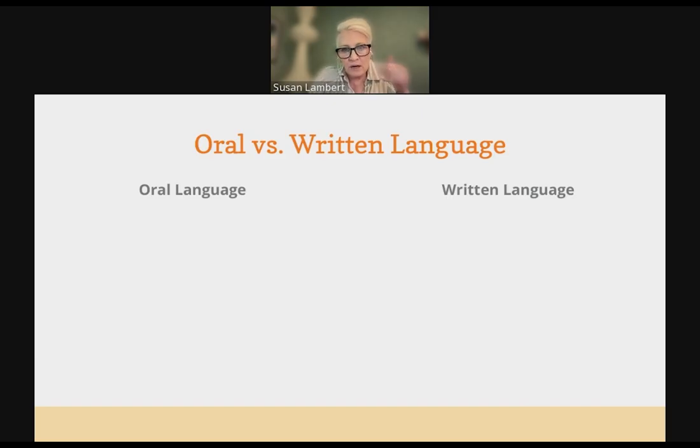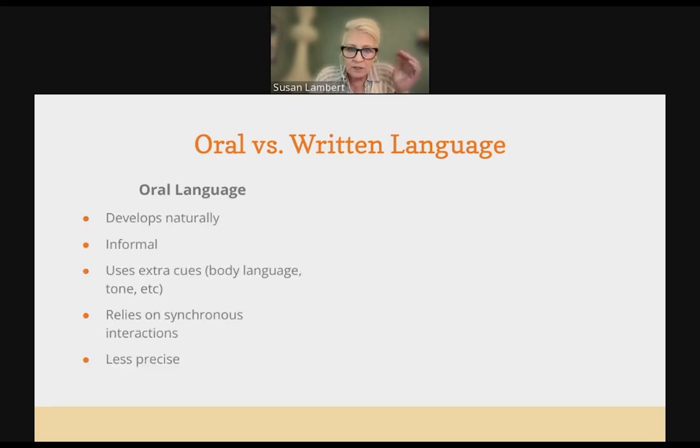So let's think about oral language and written language and how they compare. We've talked a little bit about it, but we'll do this sort of bullet point by bullet point. Again, oral language develops naturally. That's the thing that we don't have to necessarily explicitly teach. And it's typically more informal. How I'm talking to you right now, believe it or not, is a little more informal than if I wrote this up in a paper or submitted an article.